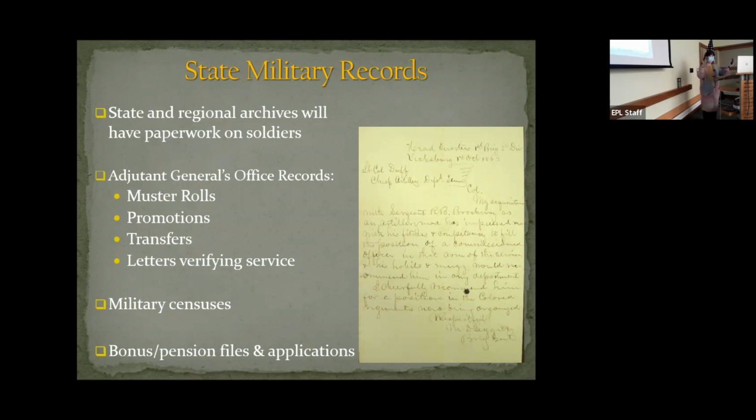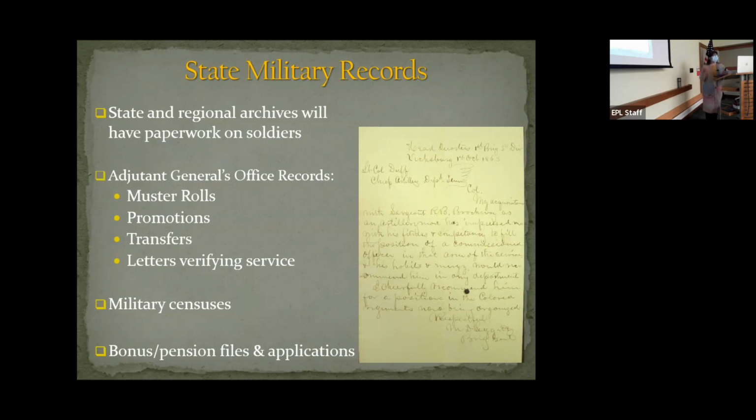The adjutant general's job in each state, and there's a federal adjutant general who oversees the military as a whole, but then each state has their own adjutant whose job it is to make sure that the military units within the state of Illinois or Michigan or Virginia or whatever state it is has the supplies, the food, and the materials that they need to function. So because of that, you can find records on the state level.